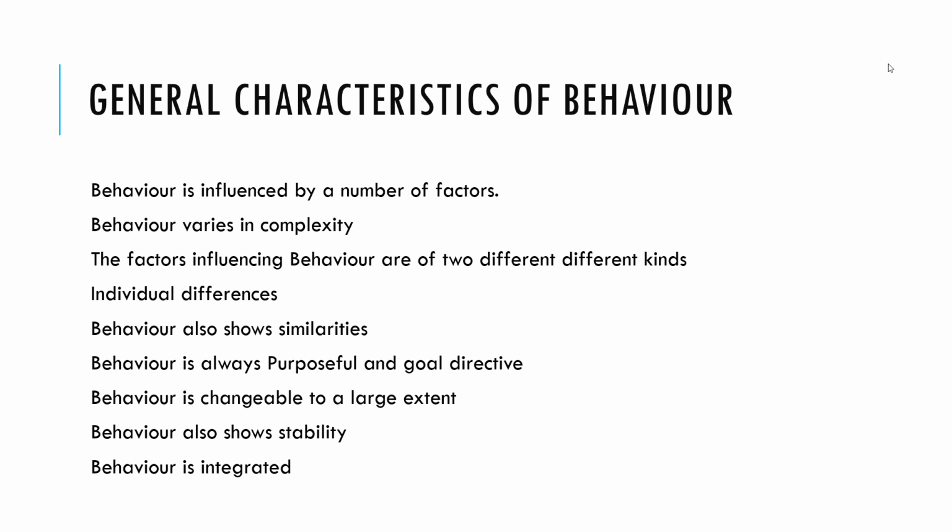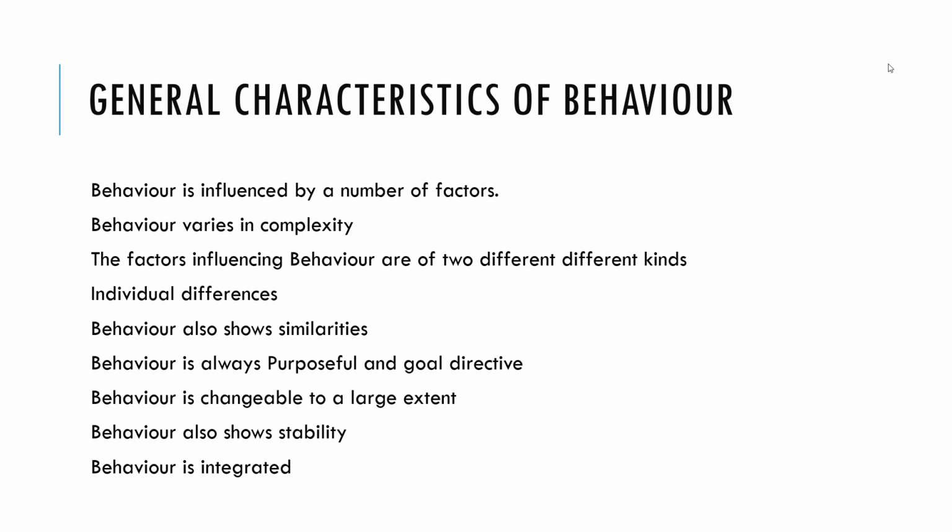General characteristics of behavior. These are a few characteristics of behavior. Behavior is influenced by a number of factors. Yes, behavior is influenced by a number of factors. Such as a person, he was a good person. Then in the future he had bad friends and his behavior completely changed. He became like them. He became a bad person. So his behavior was influenced by a factor surrounding him, by his surroundings, by the people around him.